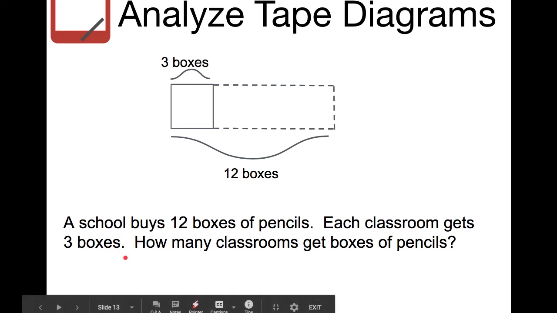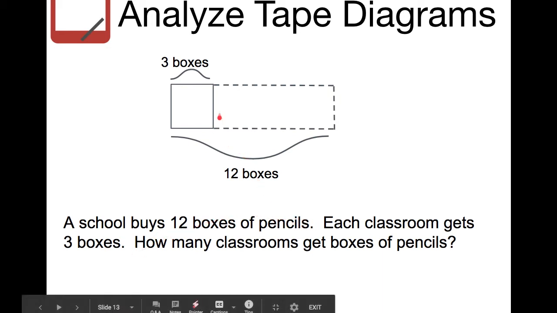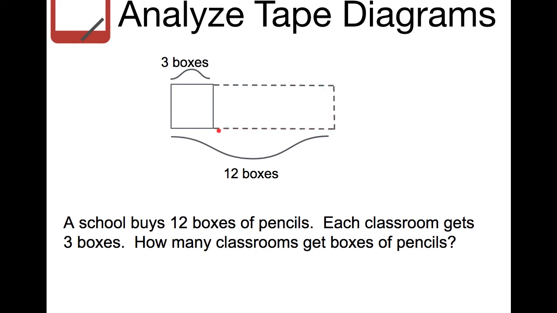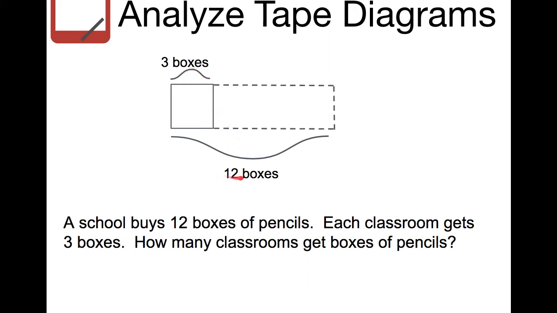Well, learners, the information I'm missing is my number of groups. I don't know how many boxes to draw, which is why I've got this dotted line here, because I'm not sure. But how many classrooms get boxes of pencils? That's what I'm trying to find. Well, I know each of those classrooms is going to get 3 boxes, and I only have 12 to give. So look, learners, we're pretty used to seeing the question mark up here, but now we have a number. So that means our unknown is how many groups. We don't know how many groups. Okay. So let's look to solve this one.